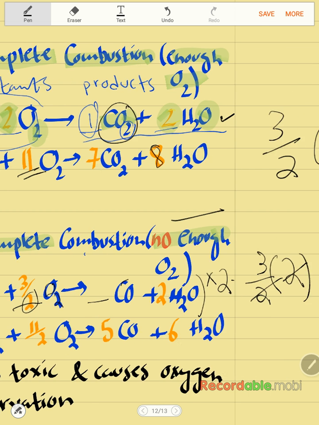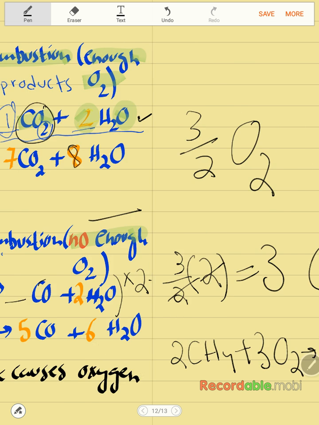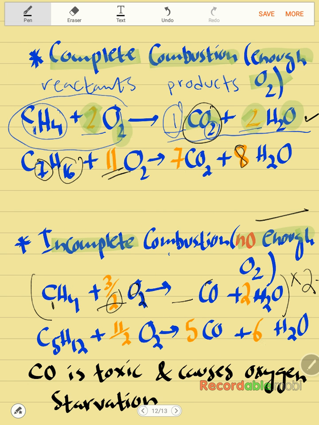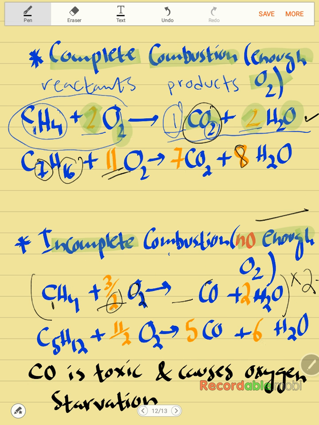So if you multiply this equation by 2, you will get 2CH4 plus 3O2 gives 2CO plus, it is 2 times 2, so it's 4, plus 4 water. So this equation is exactly identical to this one. Okay, it's exactly the same. The only thing is you didn't want to have a fraction as your coefficient.